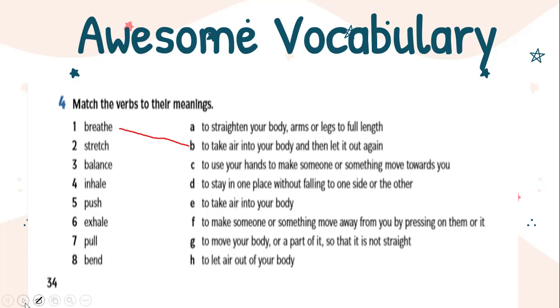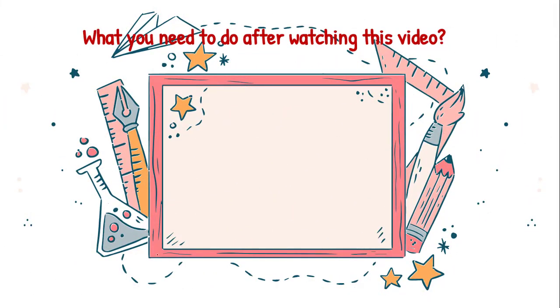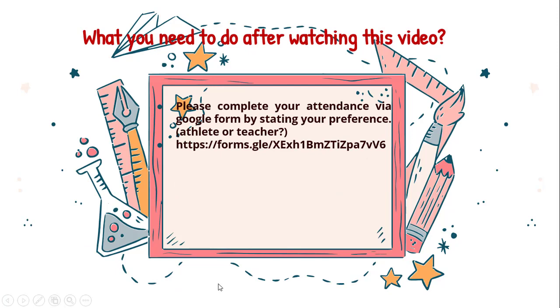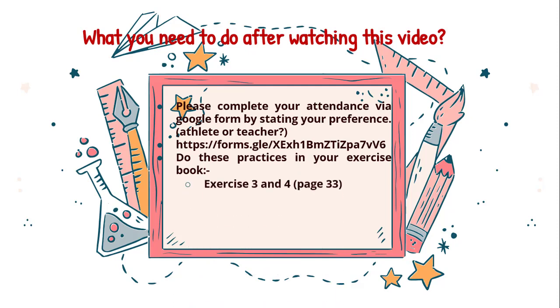So that's all for today's lesson. So what you need to do after watching this video is, firstly, you have to complete your attendance via Google Form by stating your preference just now between an athlete or a teacher, which one that you like. So that is the link that I will put below the video later. Next, you have to do these practices in your exercise book. What are those practices? The first one is exercise 3 and 4, page 33. And exercise 4, page 34. Okay, are you clear?